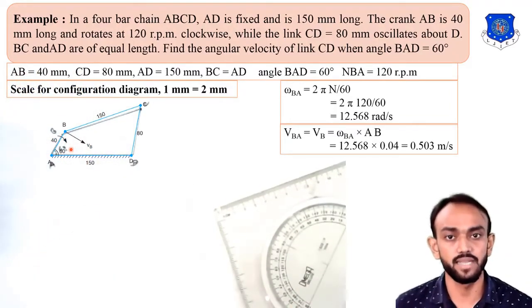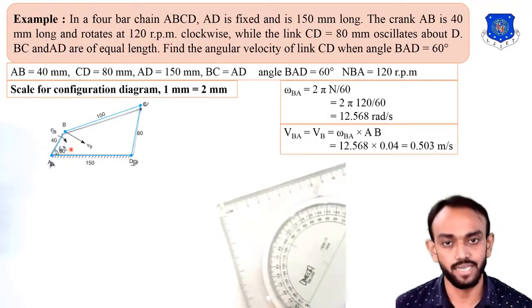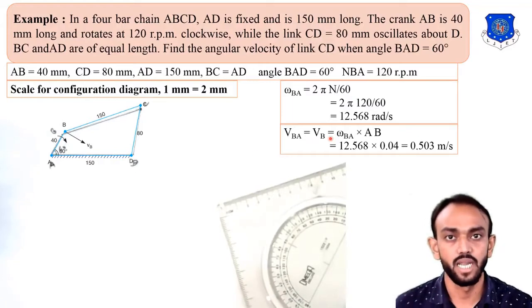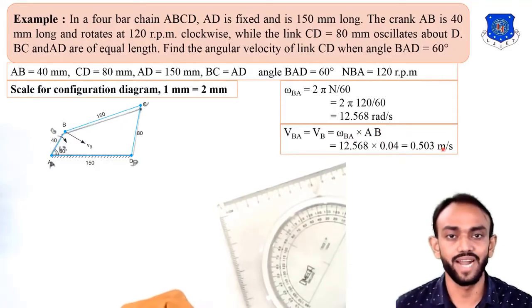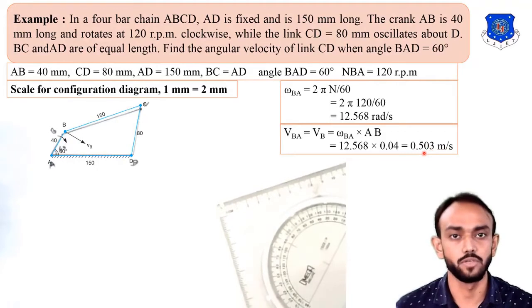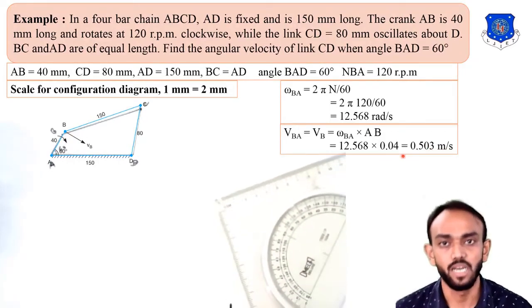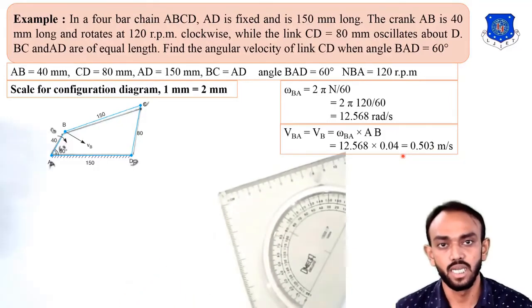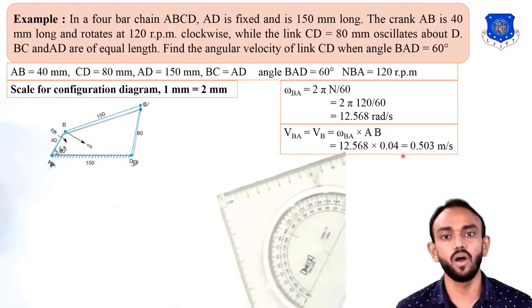We have converted that into meters because linear velocity is in meter per second. So angular velocity into the length of the AB link in meters, 0.04. So we will find the velocity, whose value is 0.503. So this is the velocity of B with respect to A. Now we will draw this velocity in our velocity diagram, and using this velocity we will find all the other velocities of the links.